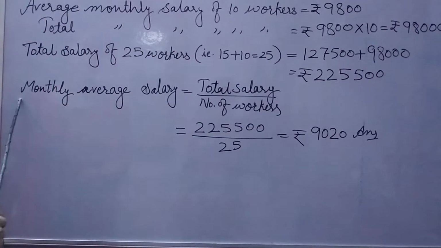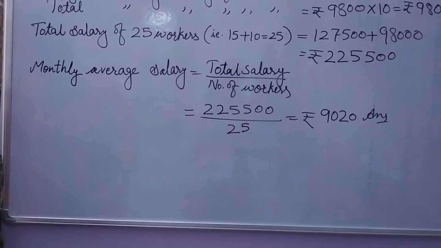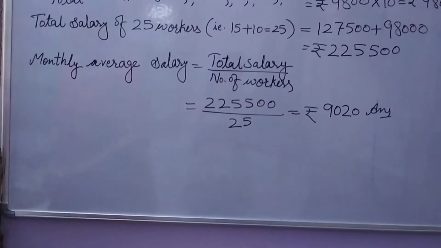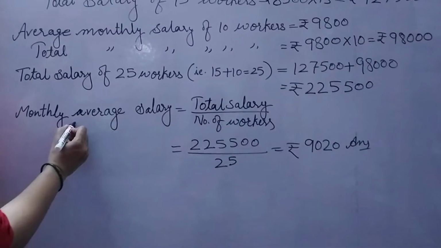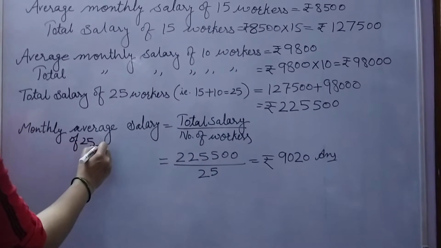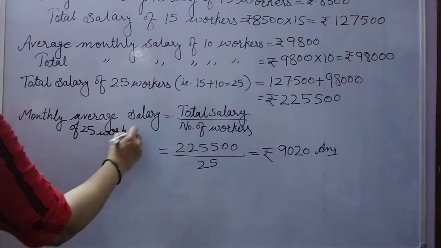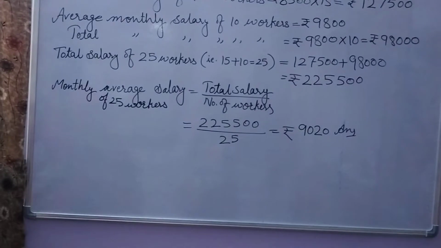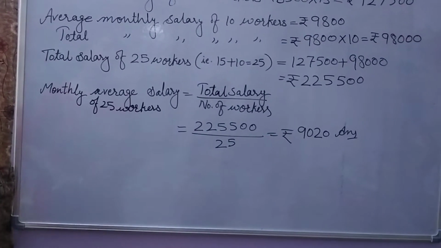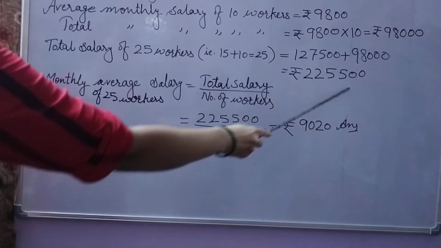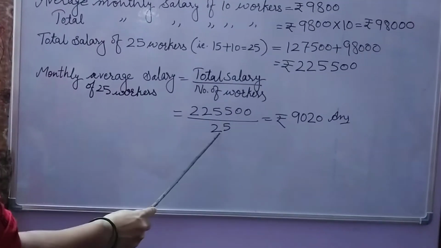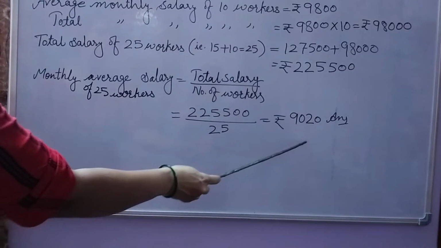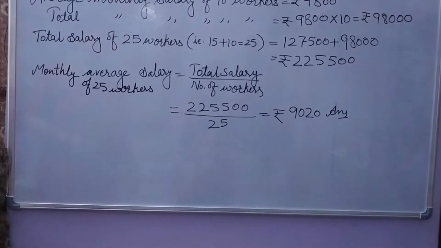Okay, now monthly average salary. Monthly average salary of 25 workers we can write here, equal to total salary upon number of workers. Clear? Now total salary is this, number of workers 25. After dividing we can find this answer. This is the average salary of 25 workers. Okay.